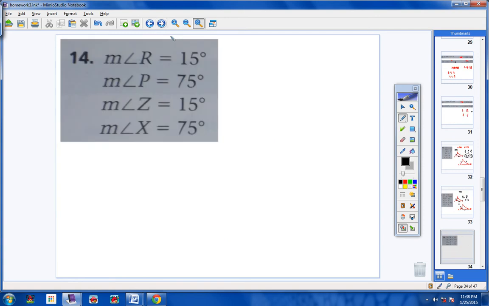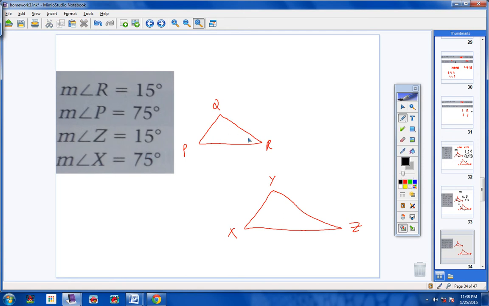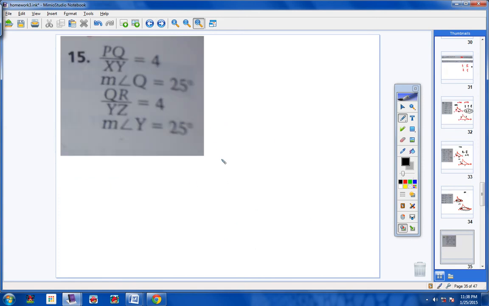Alright, number 14. And here we go. Alright, let's see, the measure of angle R is 15 degrees. The measure of angle P is 75 degrees. The measure of angle Z is 15 degrees, and the measure of angle X is 75 degrees. Well, it's obvious we're going to use the angle postulate. If two angles of one triangle are congruent to two angles in another triangle, then the two triangles are similar. Pretty simple, guys.